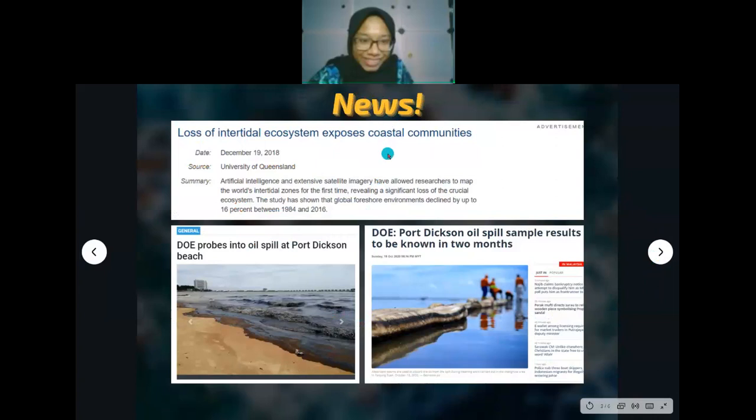Hello everyone. Okay, so now I will present about the news or the recent studies that were done. At the first box here, you can see this new study during 2018, which stated that loss of intertidal ecosystem exposes coastal communities. This is the first study that was done using artificial intelligence and extensive satellite imagery to map the intertidal areas.